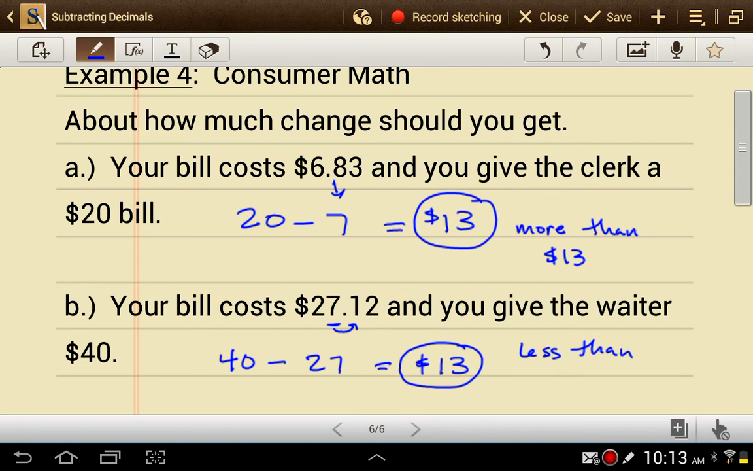Okay? And that is how you can use this in a real life situation when you're somewhere to make sure you're getting the correct amount of change back.